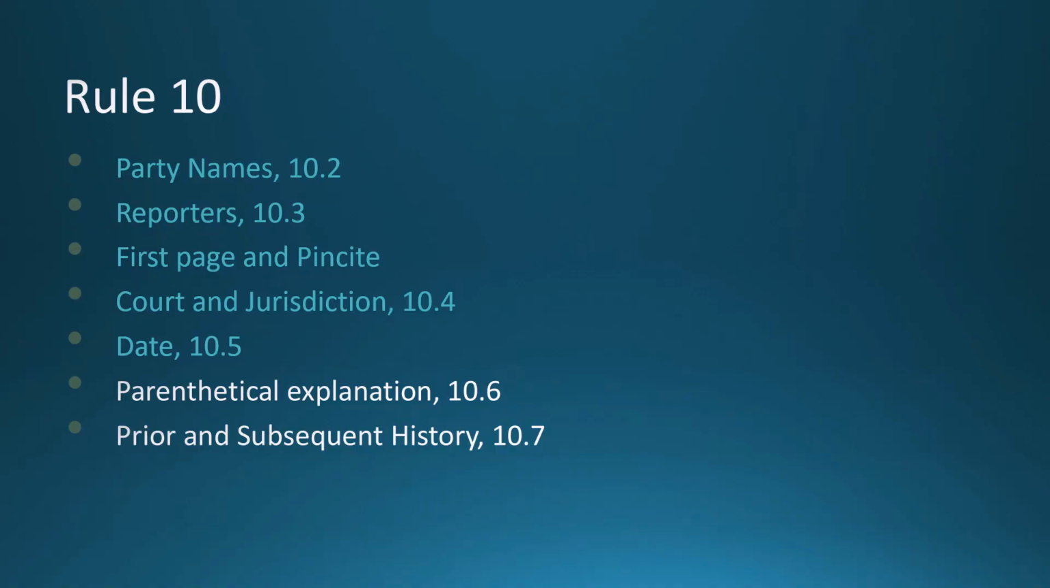Remember that the basic case citation includes the party name, reporter information, pin site, and the year. Every case citation must indicate which court decided the case. Information in parentheticals, such as whether the case was heard en banc or per curiam, as well as the prior and subsequent history of the case, can add to your reader's understanding of the importance of the case within the larger body of common law on your topic.